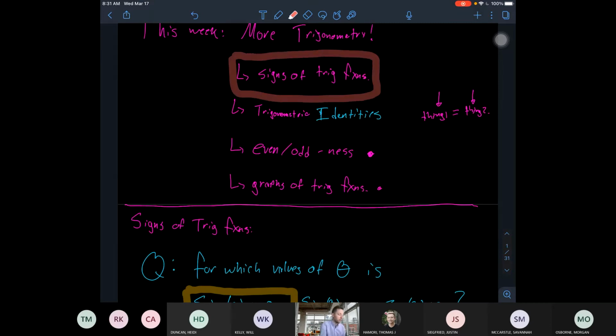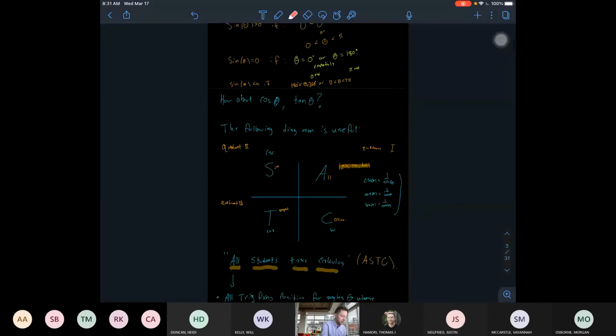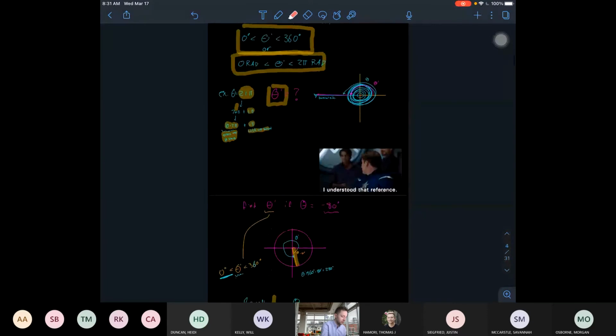We also talked about some trigonometric identities, so different ways to write trigonometric expressions. And what we just barely started to talk about last time was evenness and oddness of trigonometric functions. Today we're going to finish up talking about that and hopefully start on learning about the graphs of trigonometric functions.